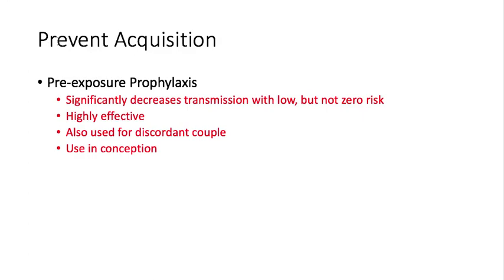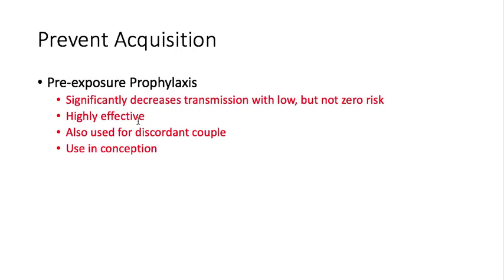So one way perinatal transmission can be prevented. You can also prevent transmission of the virus by using pre-exposure prophylaxis. If you're going to engage in high-risk sexual exposure, in this case generally men having sex with men, if you're HIV negative and are having sexual activity with men who you do not know their risk factor or HIV status, it will significantly decrease the transmission with low but not zero risk.